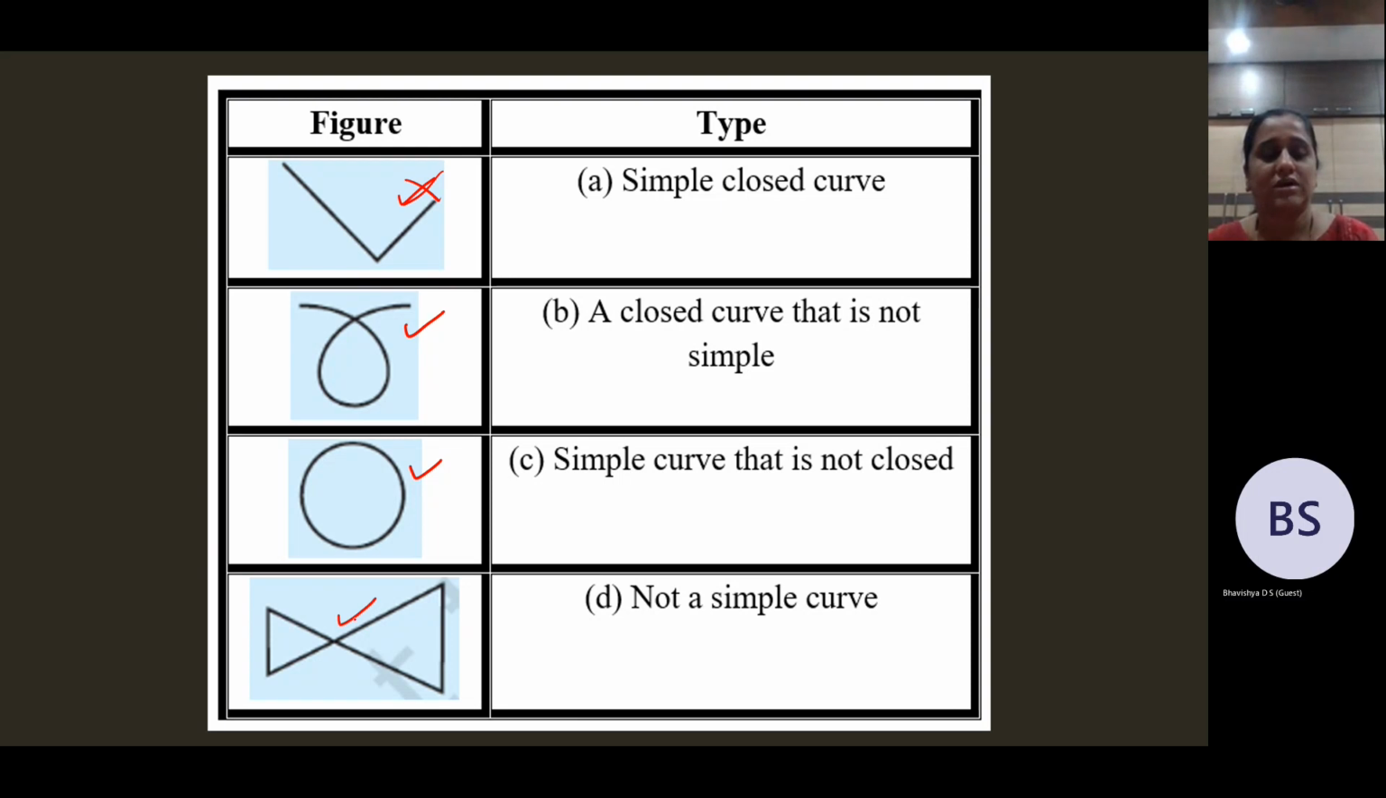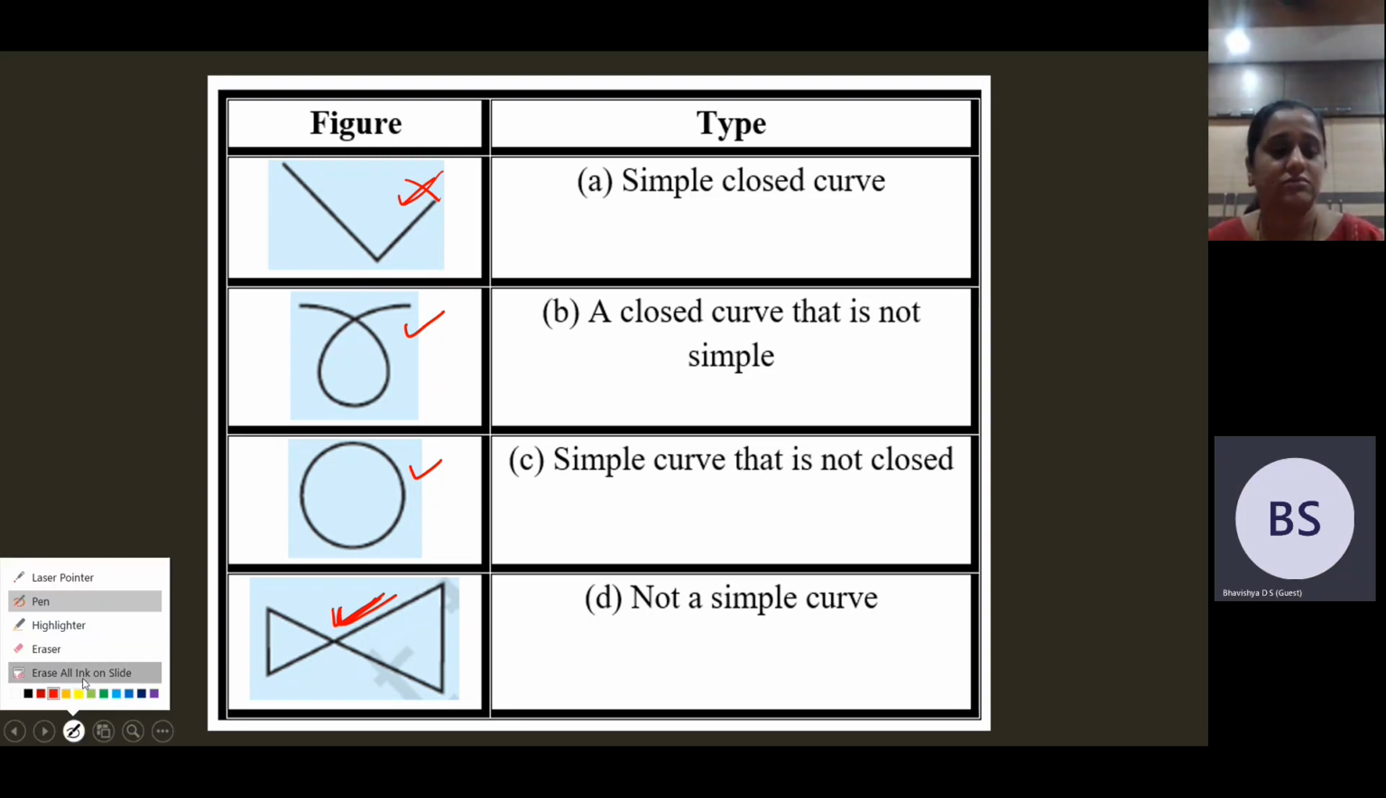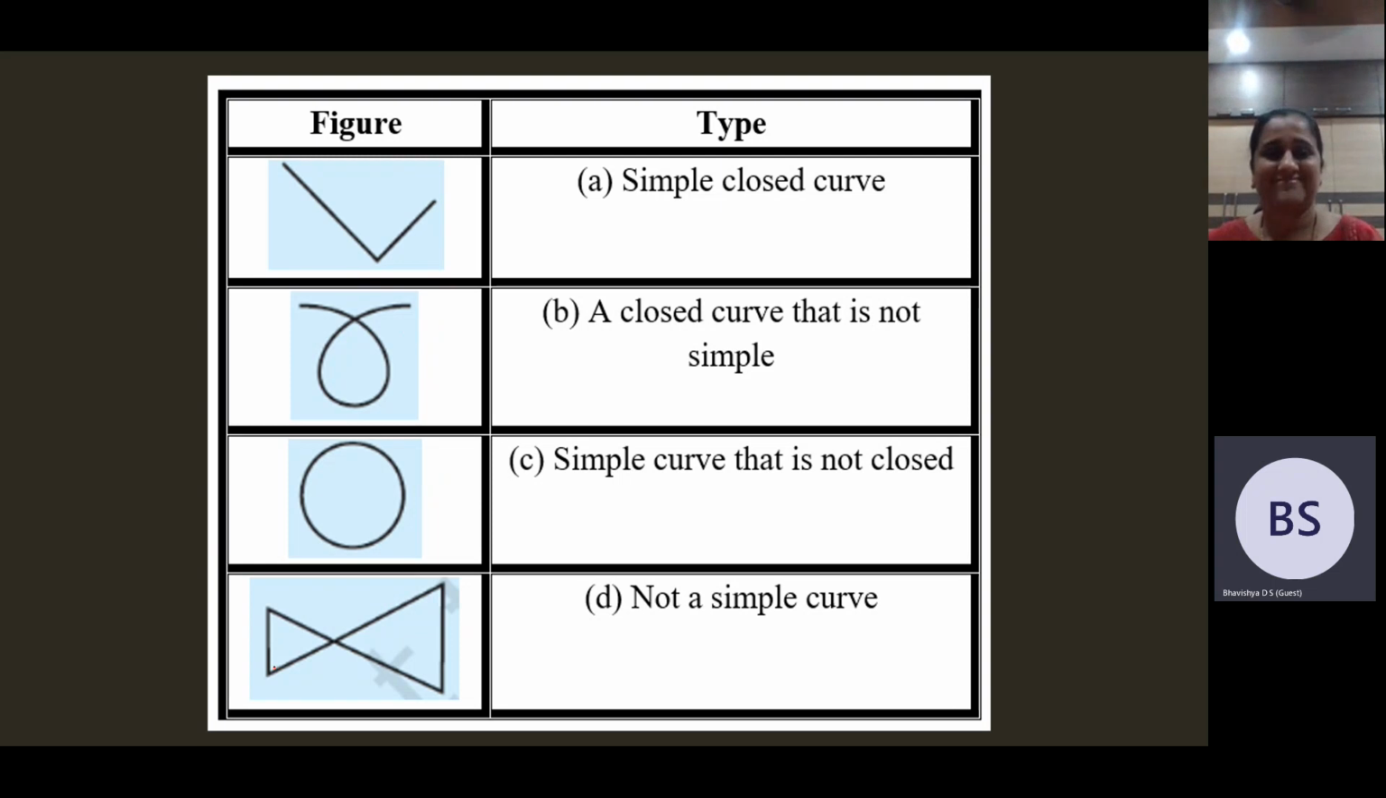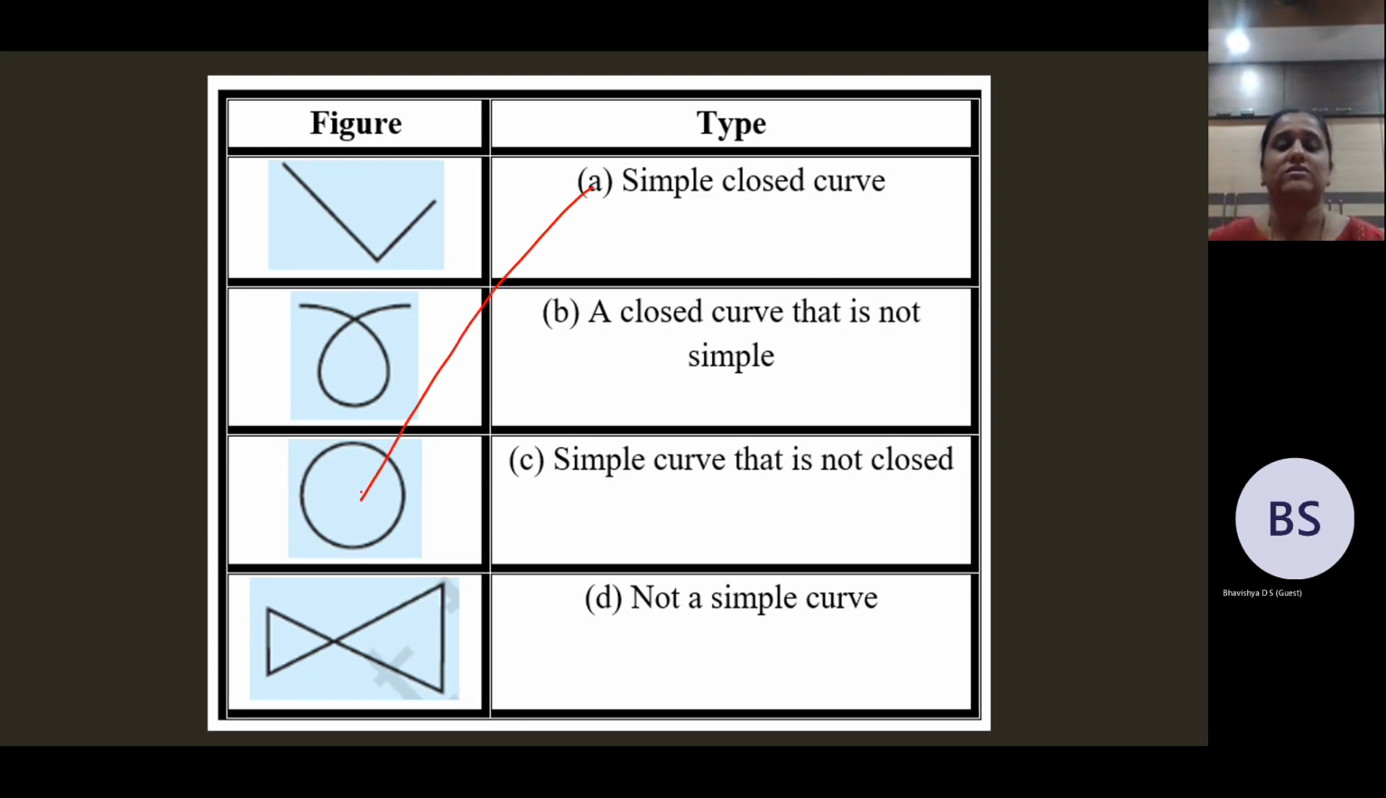Is this a simple closed curve? No, ma'am. Is this one a closed curve? Yes, ma'am. It is a closed curve, but it is not a simple closed curve. Why is it not simple? Ma'am, because it is intersecting the line. It's crossing over itself. Correct. So this one goes with this.